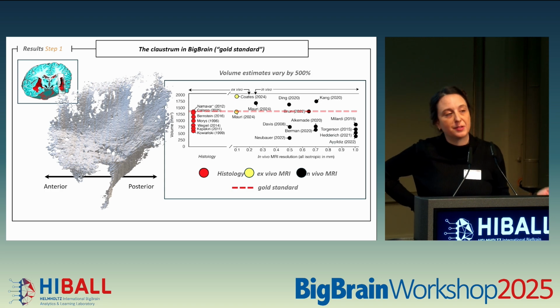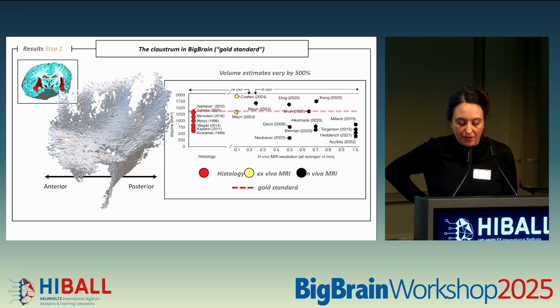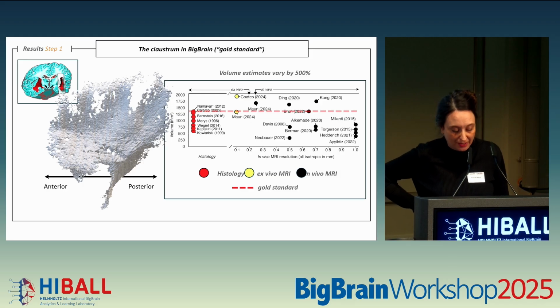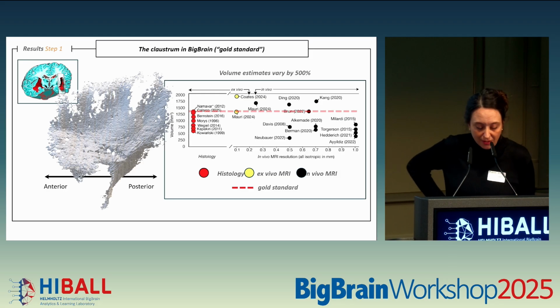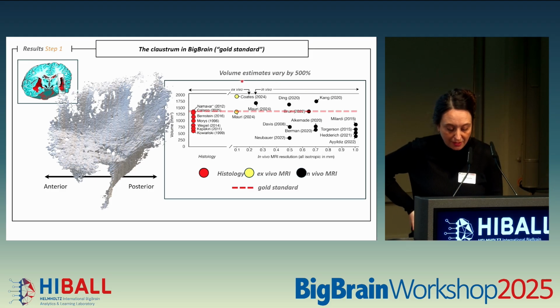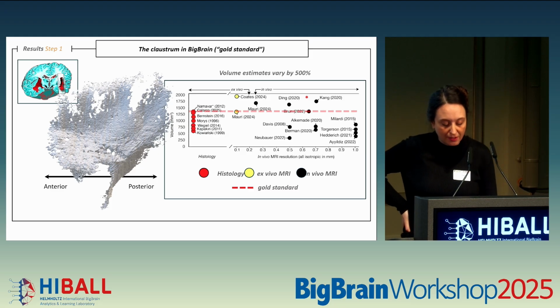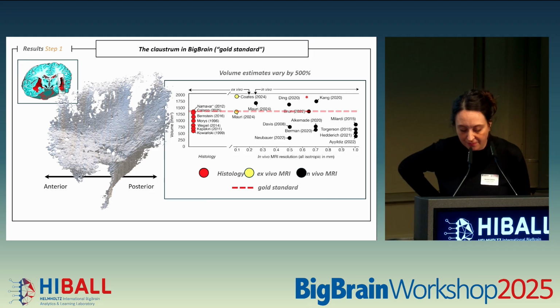So across both hemispheres, it's about 2,500 cubic millimeters. So this is about twice the volume of the substantia nigra and about 3/4 of the volume of the amygdala, also annotated in the BigBrain. And now returning to the literature, we observed that this volume is actually a little bit smaller than the most recent high-resolution MRI studies that focus only on the claustrum, which are all indicated above that dashed red line. The red line is the volume of our gold standard.